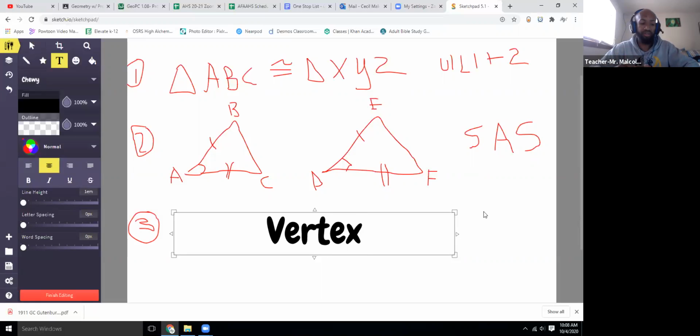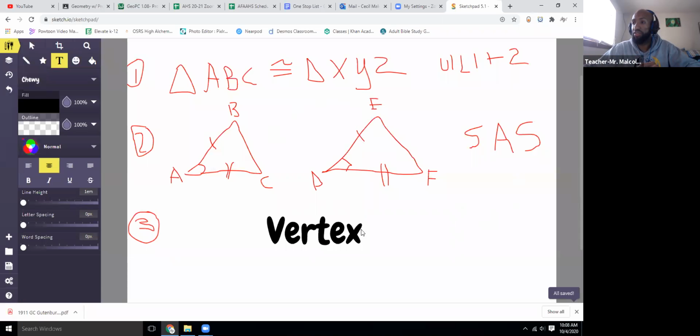We never really spoke about this in class, but this is from way before. Vertex is basically one of the corners of the triangle. Could be up here, could be right there, could be right there. Those are all vertices, where the two lines meet. Okay? All right.